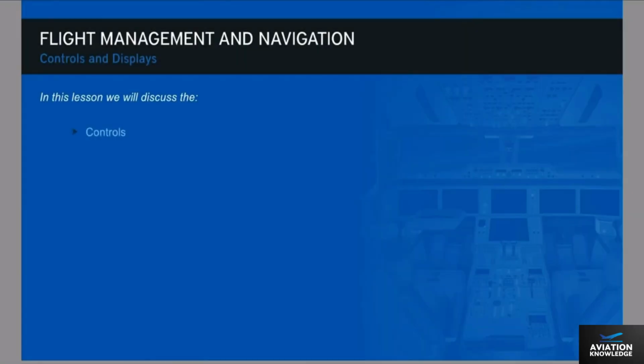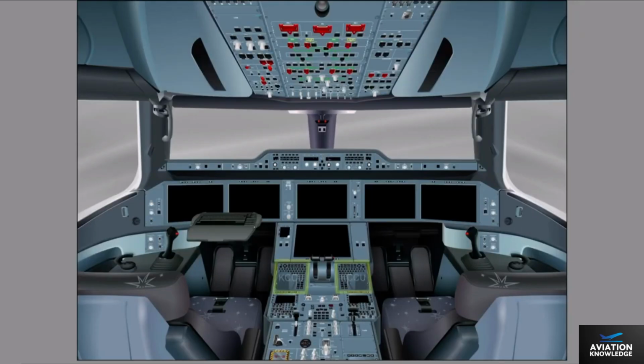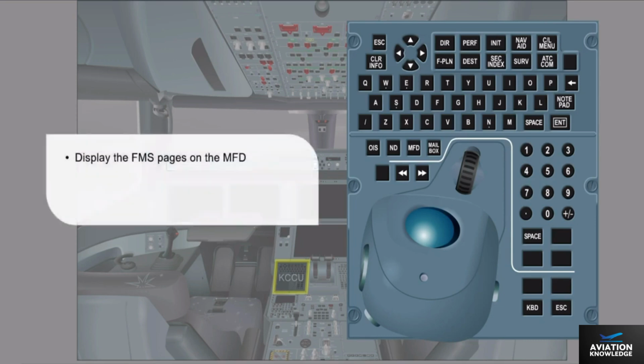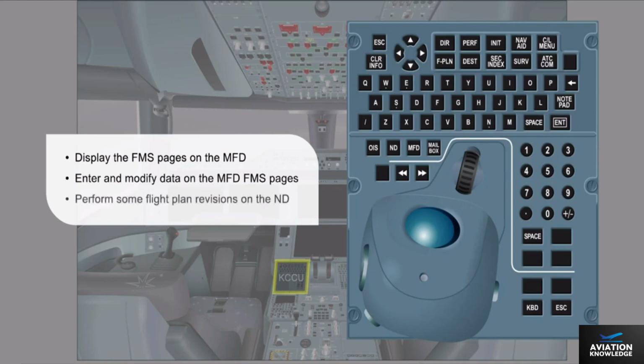In this lesson, we will discuss the controls and displays. There are two keyboard and cursor control units on the pedestal, one for the captain and one for the first officer. The flight crew uses the keyboard and cursor control units to display the flight management system pages on the MFD, enter and modify data on the MFD flight management system pages, and perform some flight plan revisions on the ND.